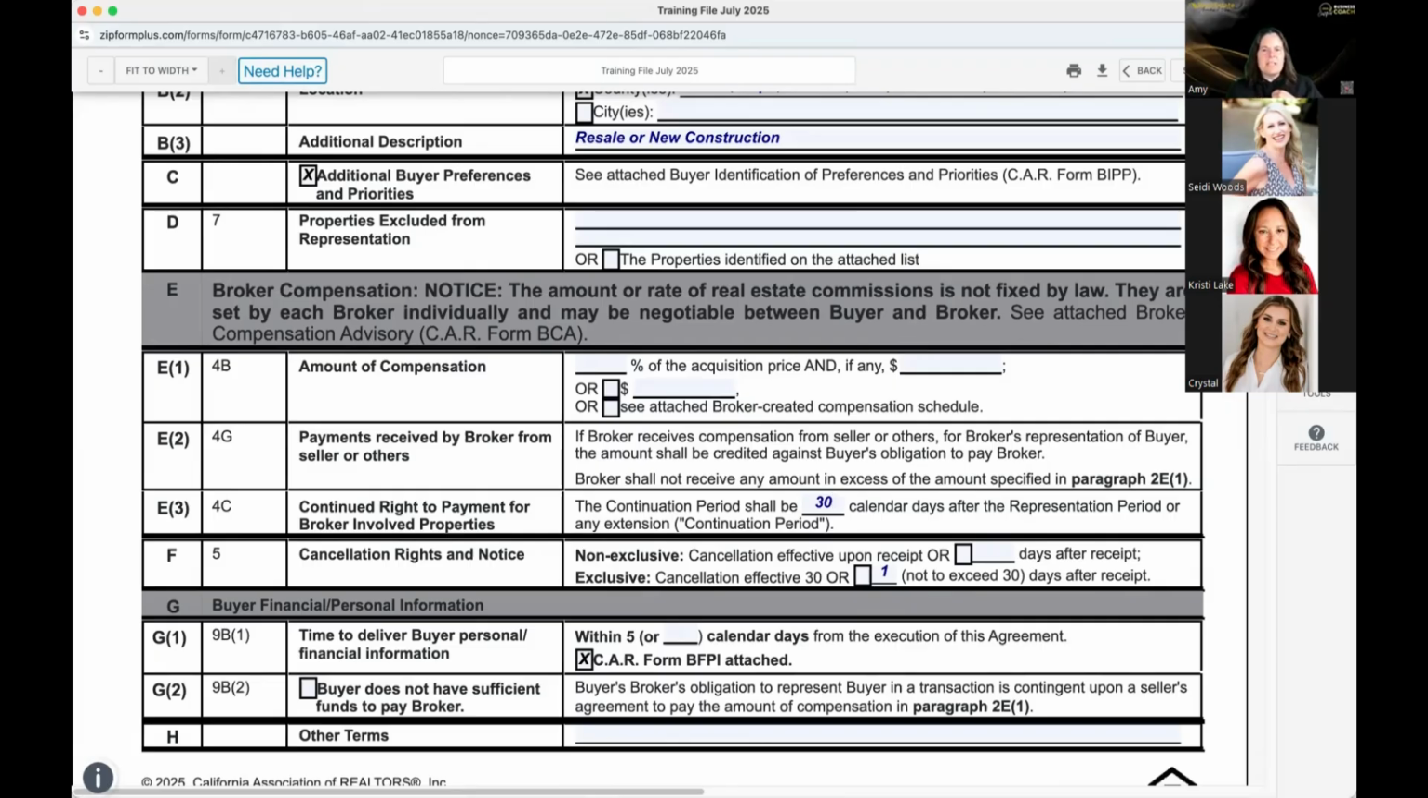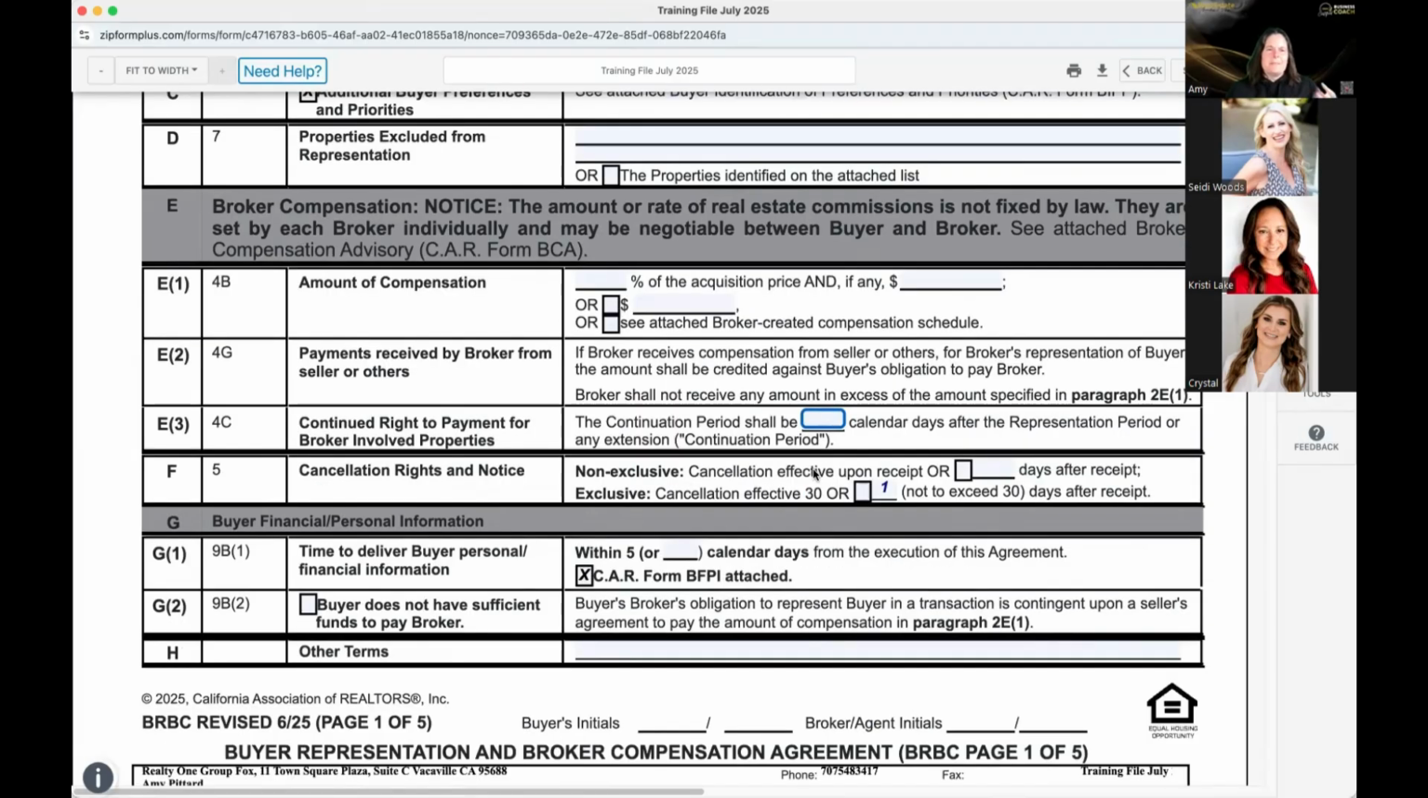If we don't fill in anything here, there is no continuation. Once it ends, it ends. They could turn right back around and make an offer on a property they saw yesterday with you. And any questions there on B, C, D, or E? Or anything, really? Okay. I have a hard time going through this form without going through it in detail. I'm sorry.